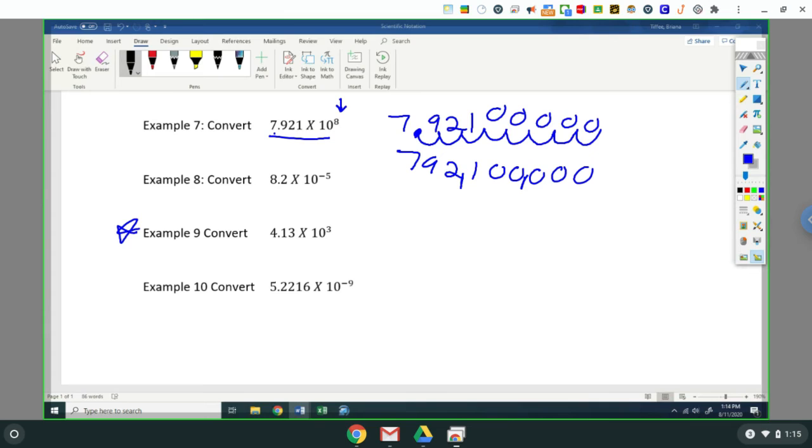Pause the video and try example 9 by yourself. Okay, so I'm going to take my numbers, 4.13. Since it says the exponent is 3, I'm going to take my decimal and move it 3 times. 1, 2, 3. So I get 4,130.